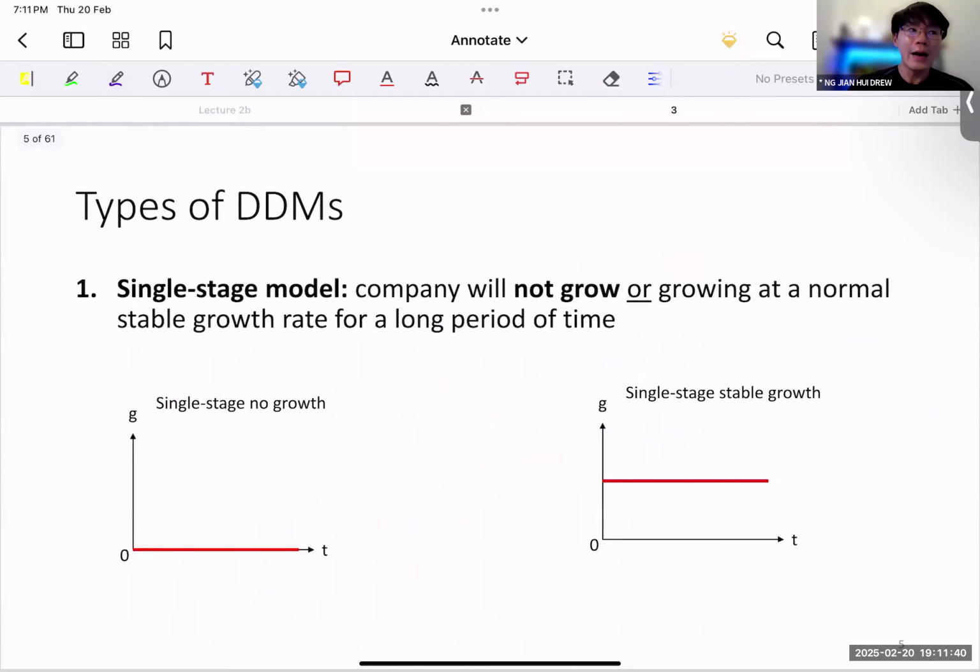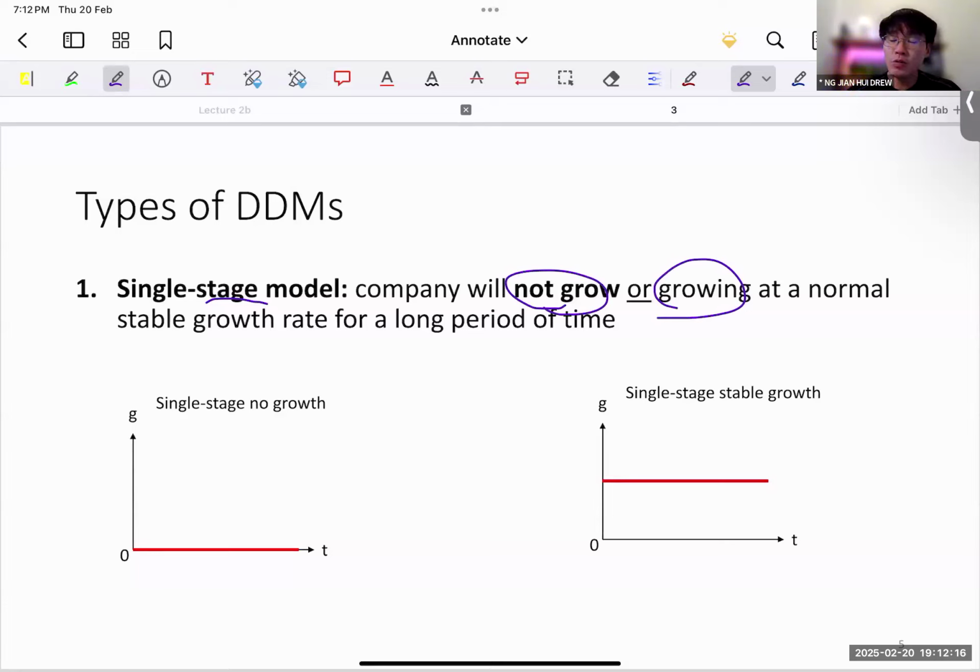Okay, so having understood the various stages of dividend growth, let's try to put this in a quantitative model, right? So there are 3 key models that we want to understand for dividend growth. The first and most simple is the single stage model. Single stage model means there's only growth or no growth, right? Will not be growing or will be growing.